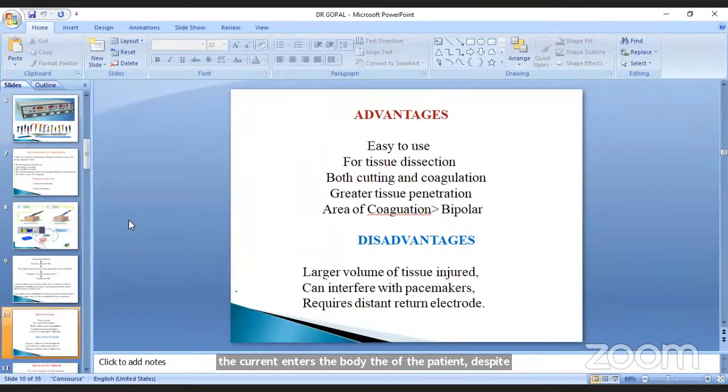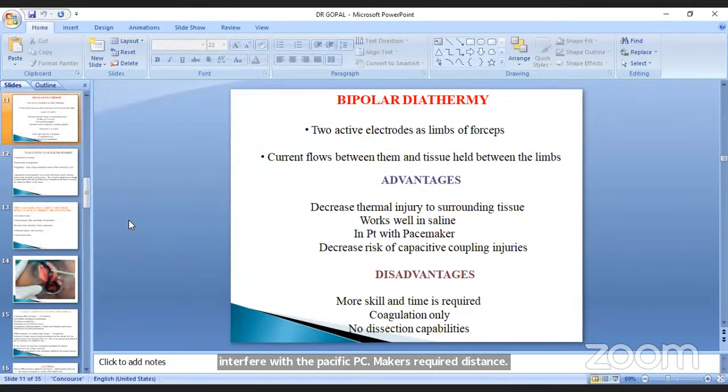Advantages of monopolar: easy to use for tissue dissection, both cutting and coagulation, greater tissue penetration, and larger area of coagulation. Disadvantages: large volume of tissue injured, can interfere with pacemakers, and requires a distant return electrode. Bipolar diathermy: the two active electrodes are the limbs of the forceps, the current flows between them and through the tissue held between the limbs. Advantages: decreased thermal injury to surrounding tissue, works well in saline, and in patients with pacemakers decreases the risk of capacitive coupling injuries.